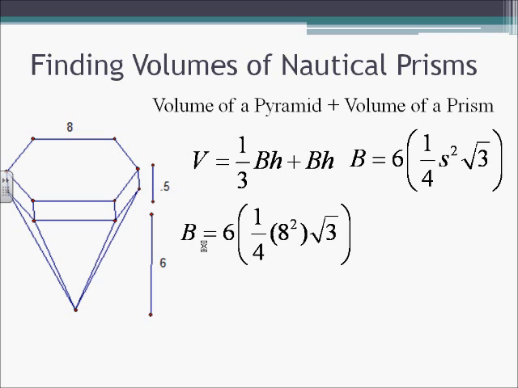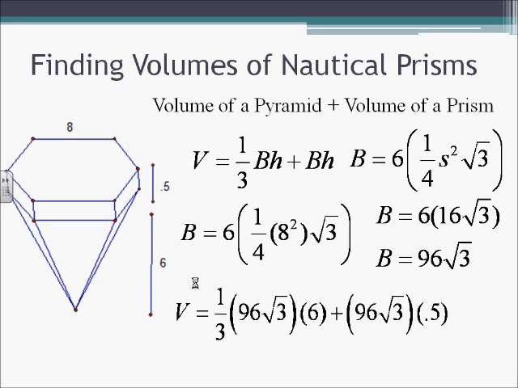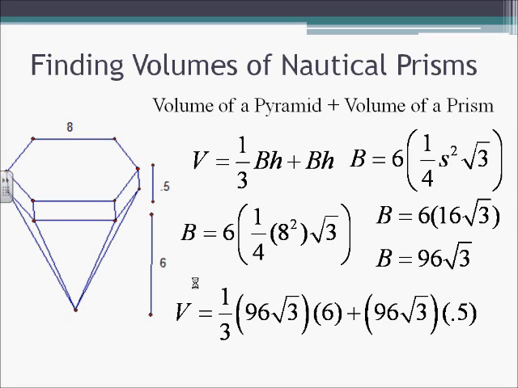So we plug that in to each of our different formulas. We're going to have 1/3 times 96 square roots of 3 times 6 to find the volume of the pyramid. We're going to add on the volume of our prism, which is just going to be the area of the base times the height, so 96 square roots of 3 times 0.5. And when we plug that into our calculators and multiply, we're going to get approximately 4,156.92 units cubed.